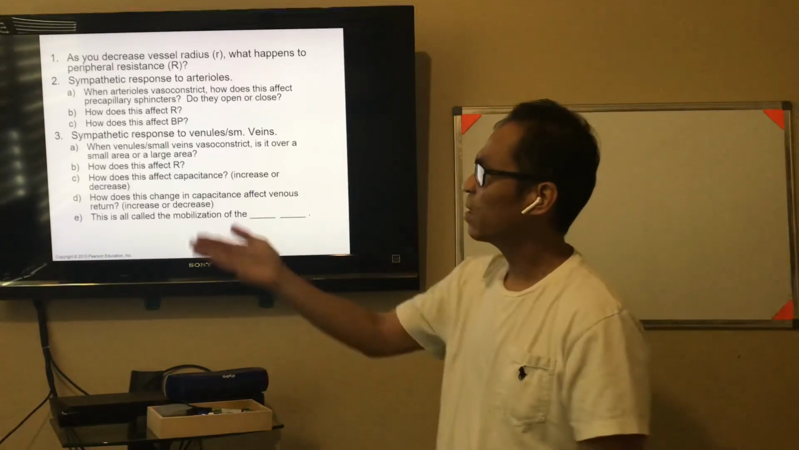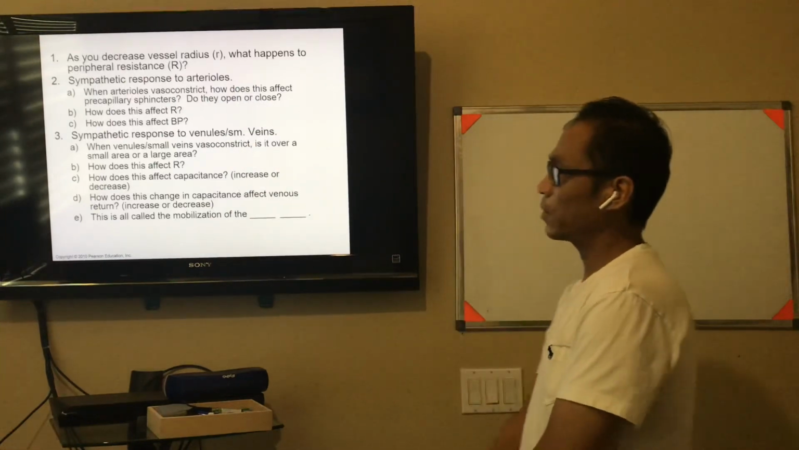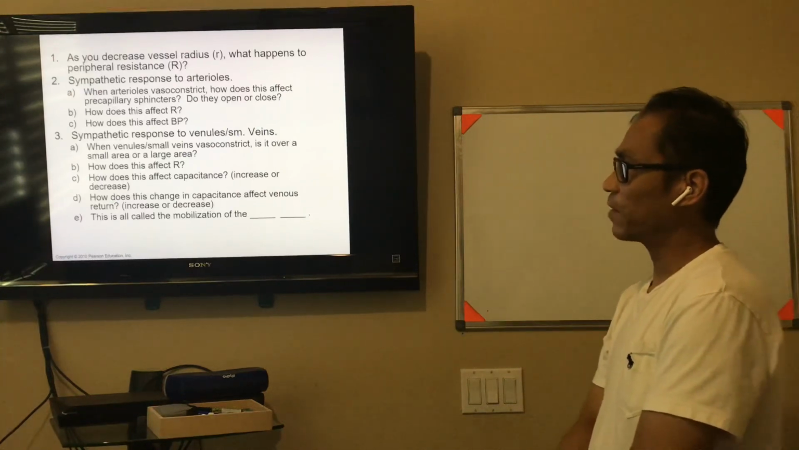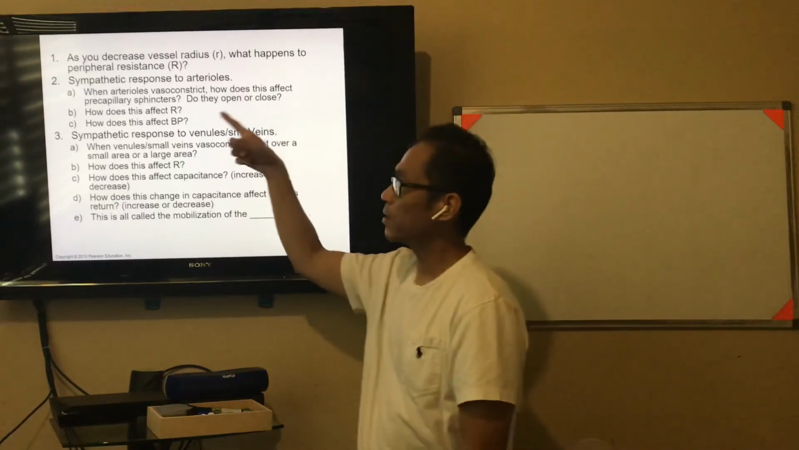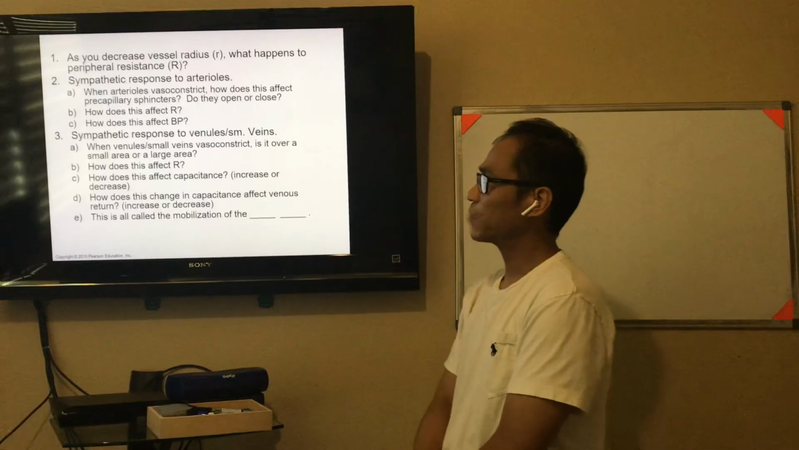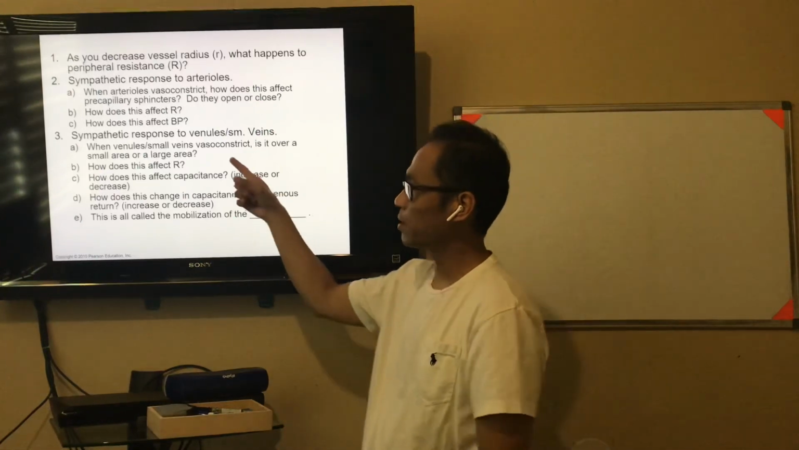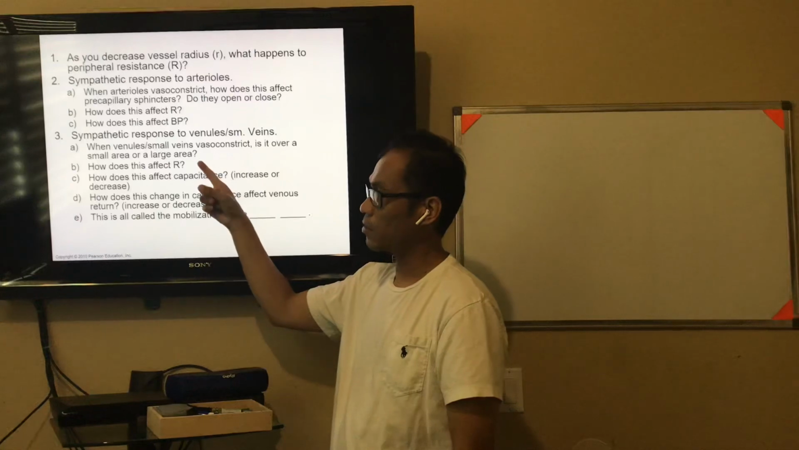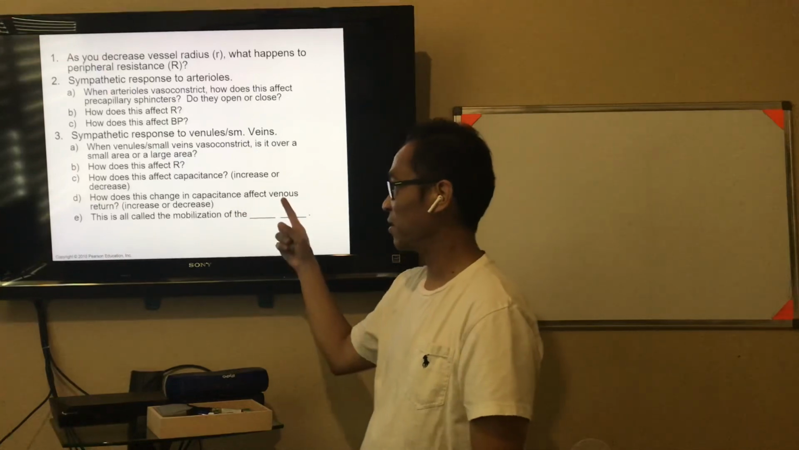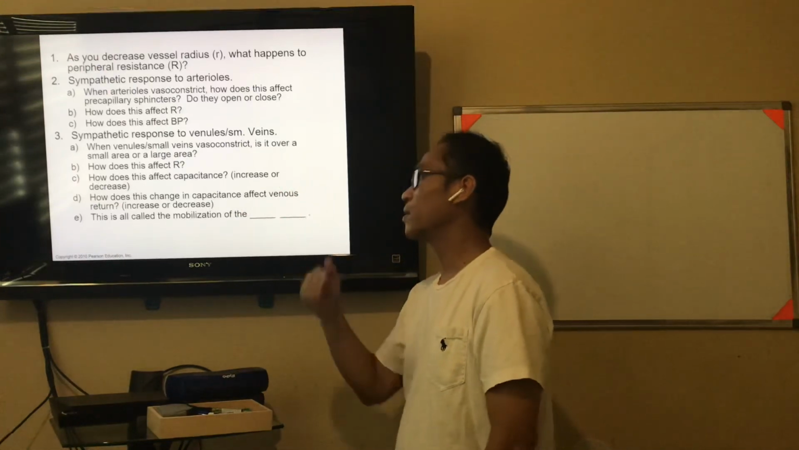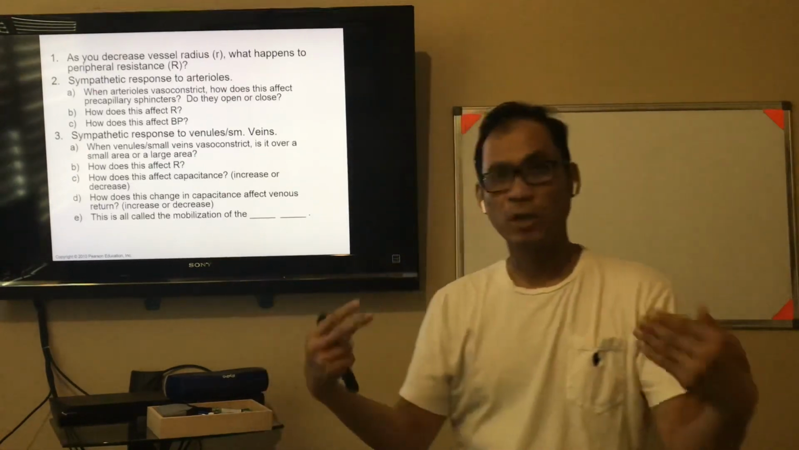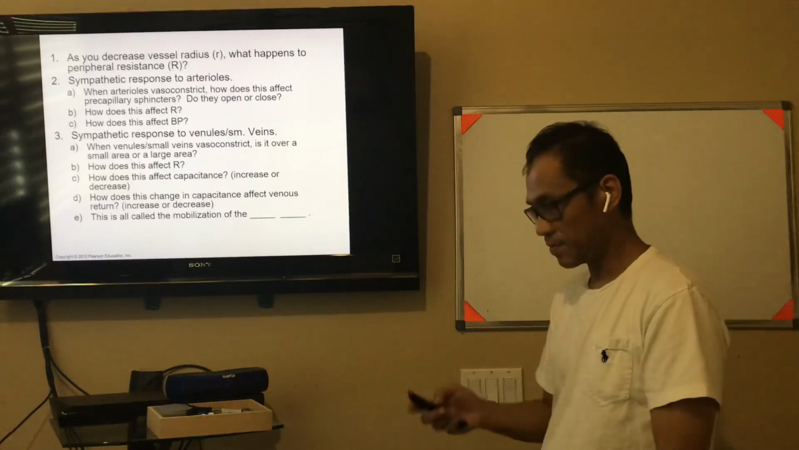That's what we said. Number 2, sympathetic response to the arterioles. A, when arterioles vasoconstrict, how does this affect the precapillary sphincters? Do they open or close? They close, increases big R, increases BP. The sympathetic response to venules, small veins, when they vasoconstrict, is it over a large or small area? A large area. It doesn't affect R at all, but it does reduce capacitance, increasing the pressure, increasing venous return. It's called mobilization of the blood reservoir. You're shifting the blood from the vein side to the artery side. You're increasing the cardiac output in a sympathetic response.